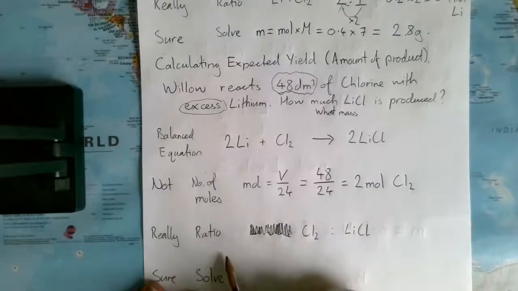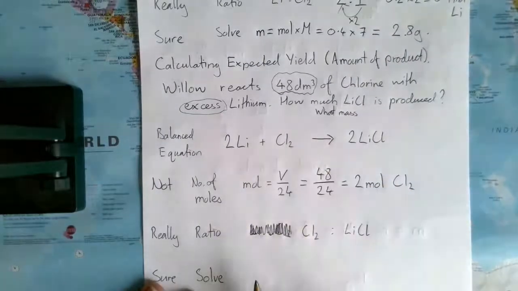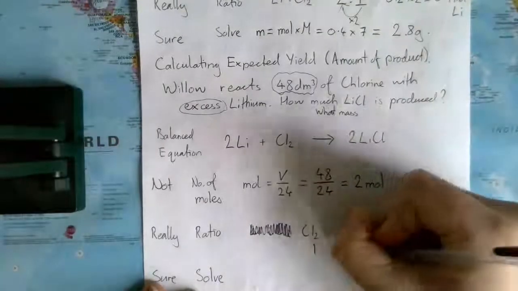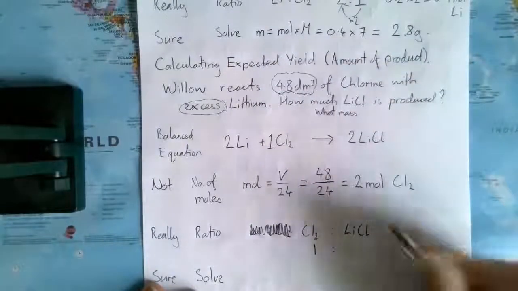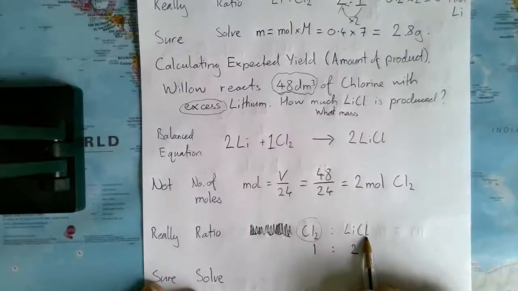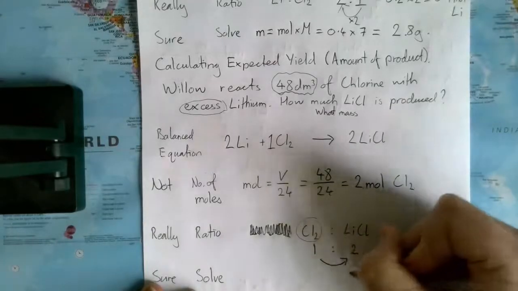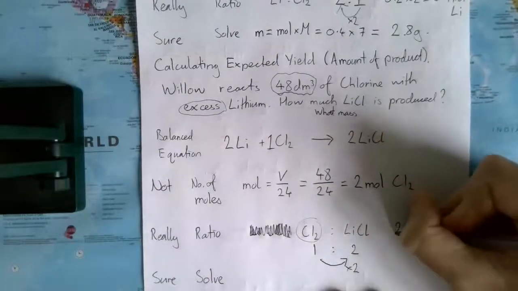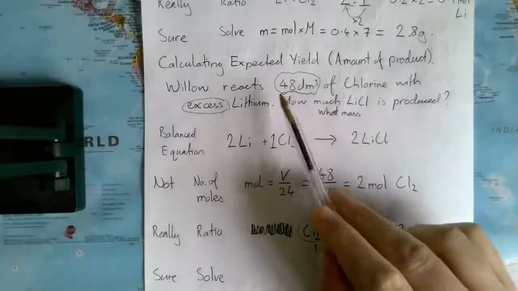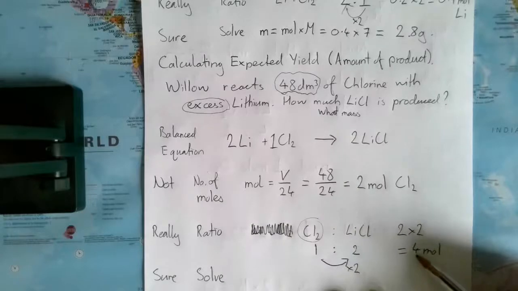Next step, ratio. We're given chlorine and we want to know how much lithium chloride. So we need to look at the ratio of chlorine to lithium chloride, and it is 1, because there's nothing written there so we know it's a 1, to 2. We have this one and we need to find out the lithium chloride. So whenever you're going from the smaller to the larger, times it by 2. So we're going to do 2 times 2 and discover that Willow, had she had her 48 decimeters cubed of chlorine, which is 2 moles of chlorine, would be able to make 4 moles of lithium chloride.